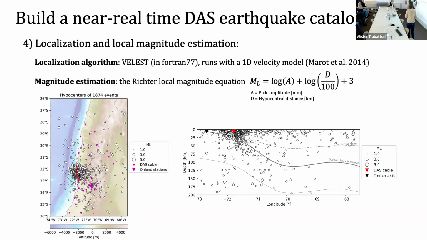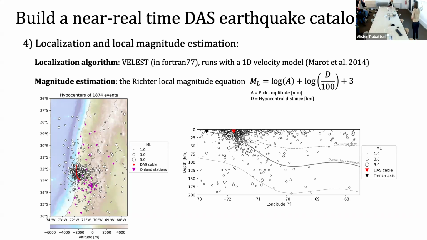It runs with a 1D layered velocity model that we took from the studies of Marot et al., 2014. They made a similar study at the time in the same zone, and they inverted a 1D velocity model that really fits our zone, so it's very nice. And we estimate the first magnitude with the simplest equation of Richter law. So that's what we get from that.